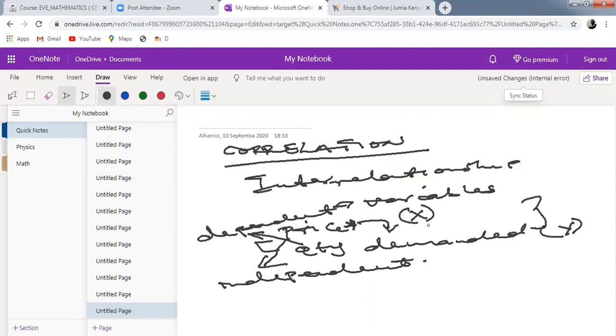So whenever we are measuring correlation, or whenever we want to measure the interrelationship between variables, then we need to have the two variables in place, the dependent and the independent. The dependent will be denoted by Y. Always you will be given the figures for Y and the figures for X. So we want to know the effect of X on Y, or the effect of the independent variable on the dependent variable.